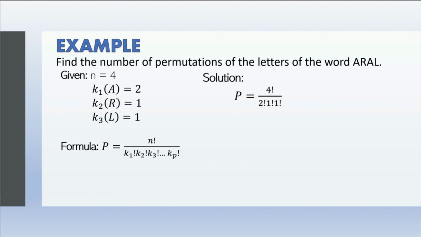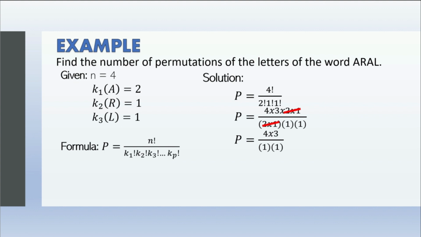4 factorial means 4 times 3 times 2 times 1. And 2 factorial means 2 times 1. 1 factorial is equal to 1. And again, 1 factorial is equal to 1. As we can see, we have similar terms which we can eliminate. We cancelled out 2 times 1. The remaining terms that we have now is 4 times 3 over 1 multiplied to 1.